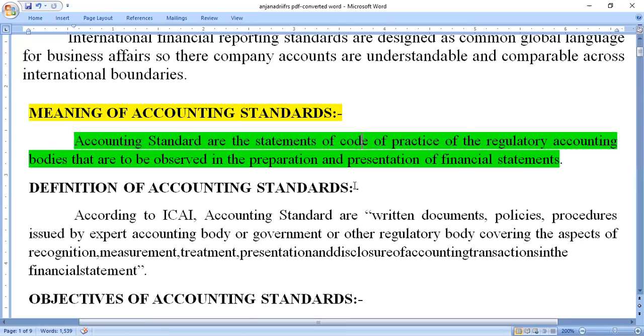Whether it may be in trial balance, or it may be in ledger accounts, or it may be any type of subsidiary books or any type of balance sheet statements, we are following standards. That is what we call accounting standards.